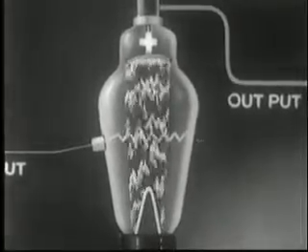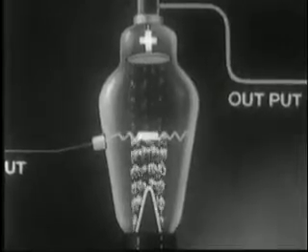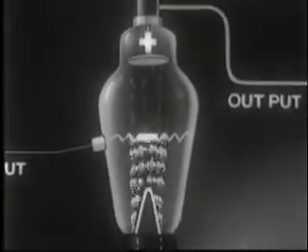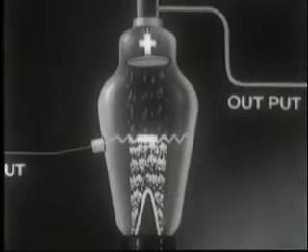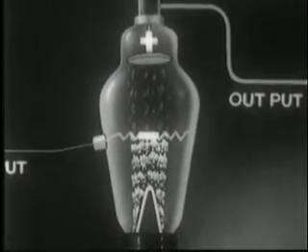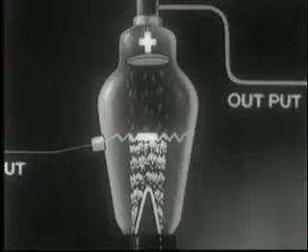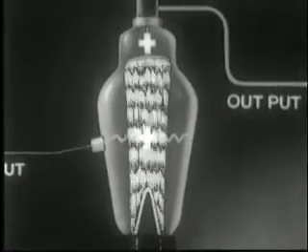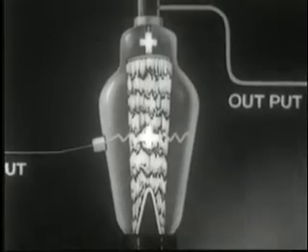Every time a negative potential is impressed on the grid, even though it be very minute, it has a large effect in reducing the number of the negatively charged electrons which would otherwise keep flying from cathode to anode. Conversely, when the grid is positive, an equally large effect is exerted in increasing the flow of electrons from cathode to anode.